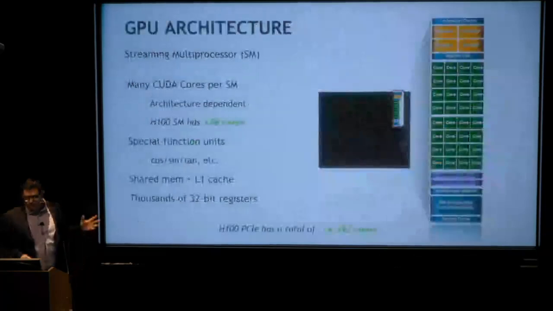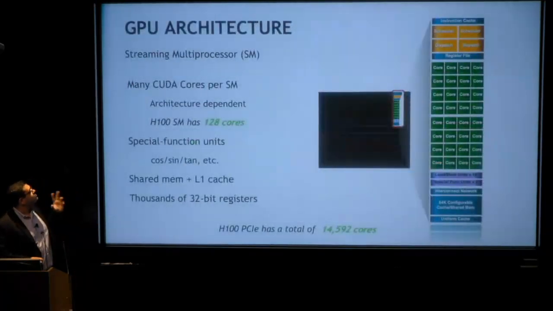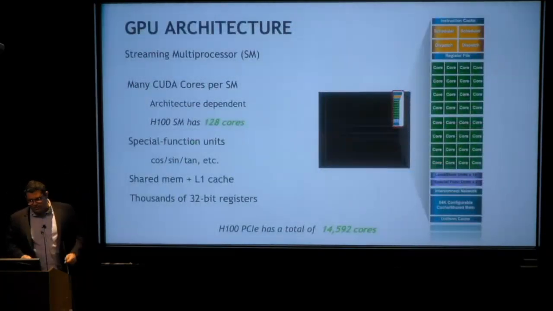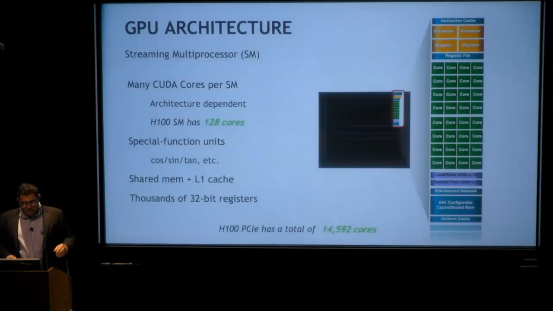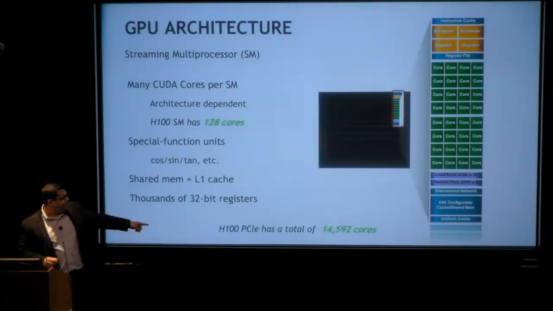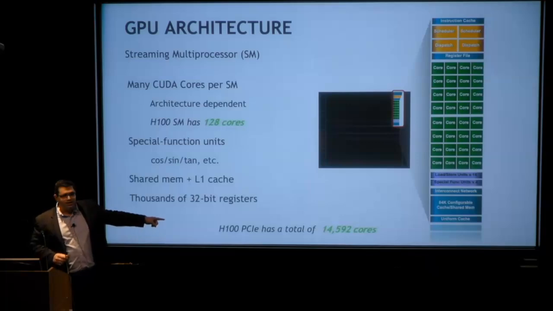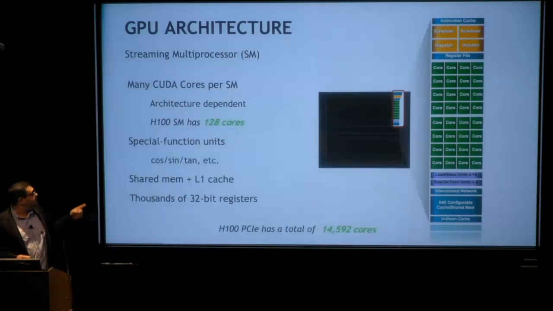So for GPU architecture, going a little bit deeper into SMs, there are many CUDA cores per SM. This is architecture dependent, but in H100, each SM has 128 cores. So if you look here at the bottom, you have let's call it 14,500 cores. It's basically 128 times the 114 that you saw on the previous slide.